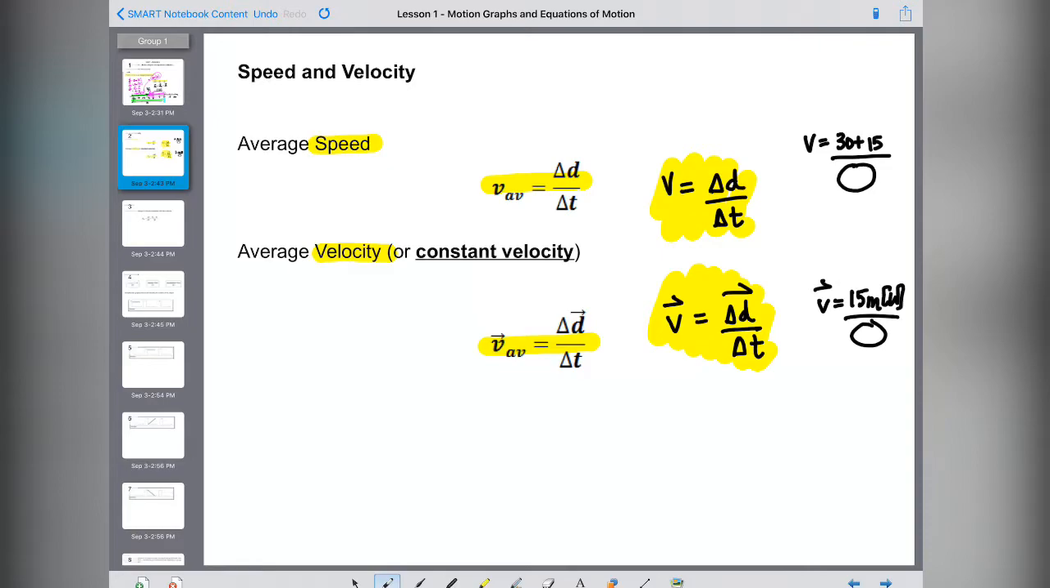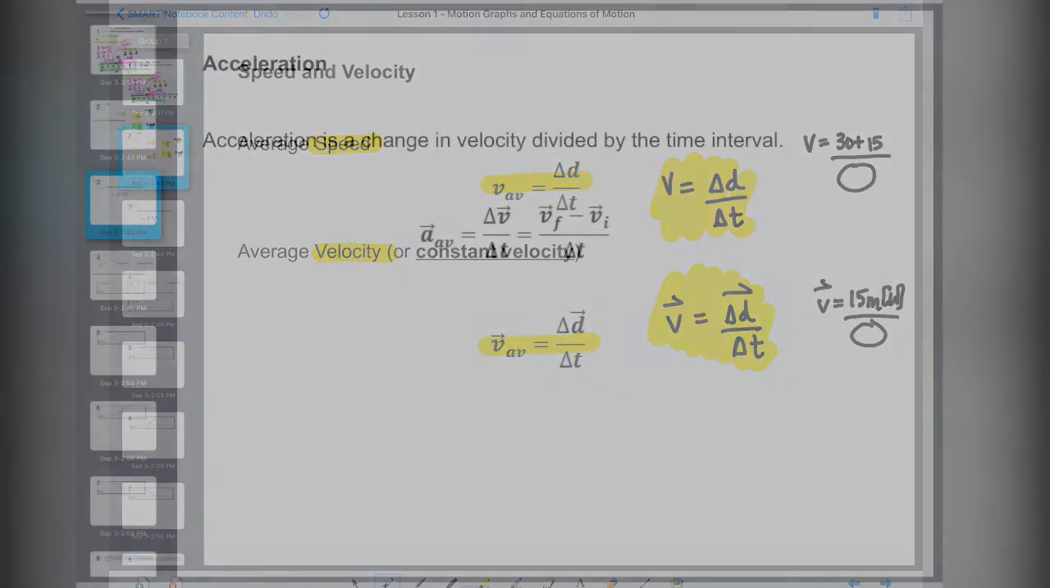So in grade 11, we would have asked you a question: give a scenario when speed and velocity are not the same. Hopefully by this point, you get that if there's any change in direction, then your distance and your displacement would be different, causing your speed and velocity to be different.